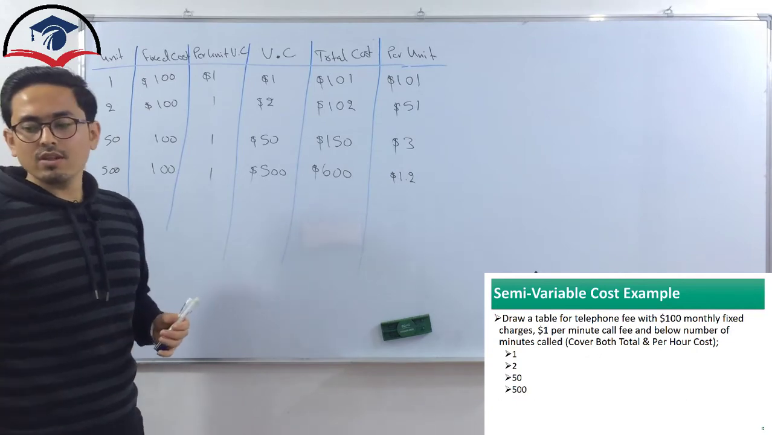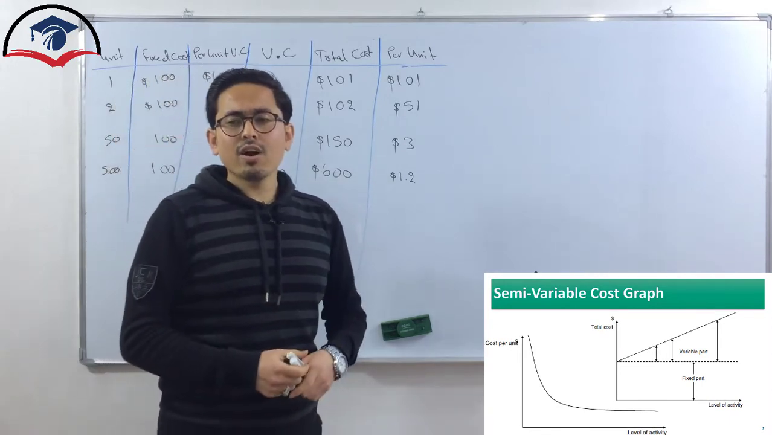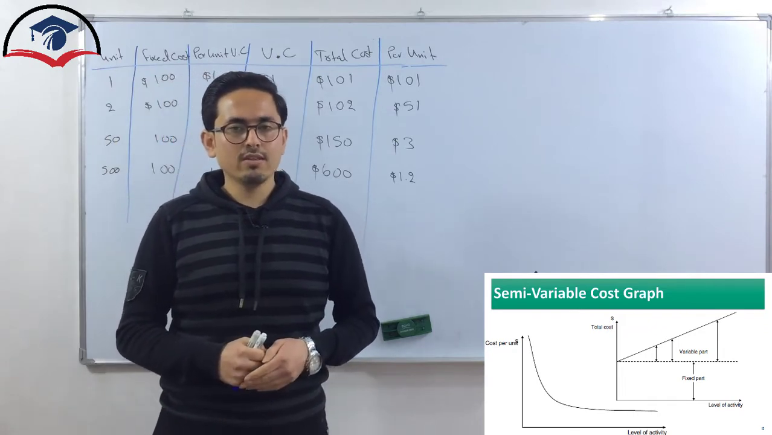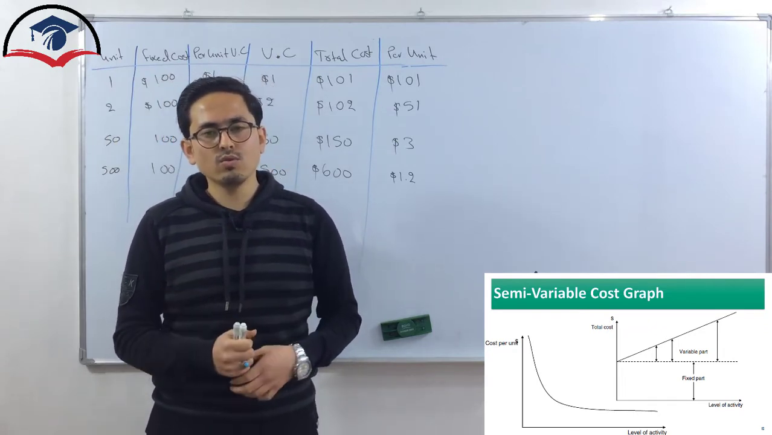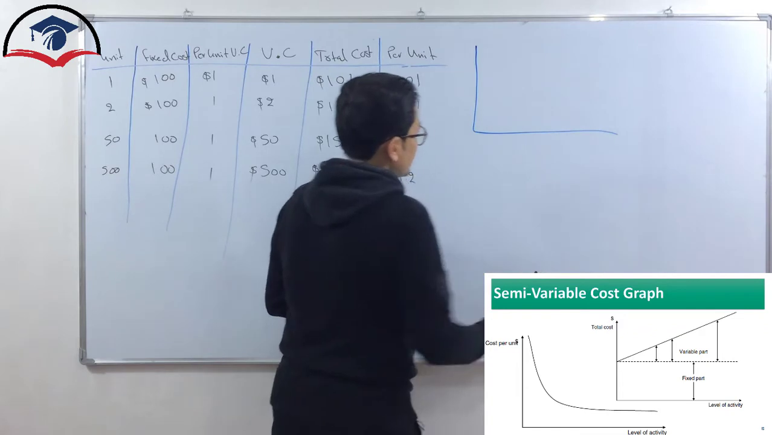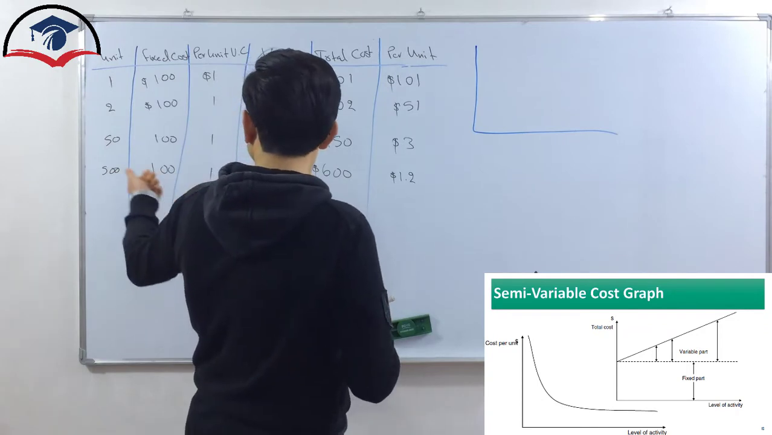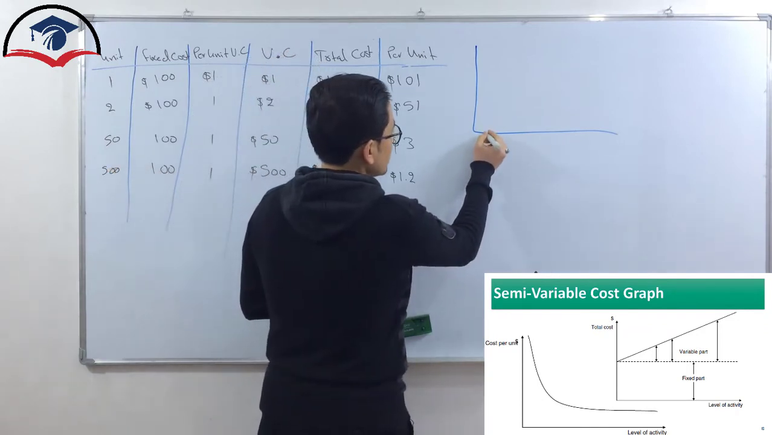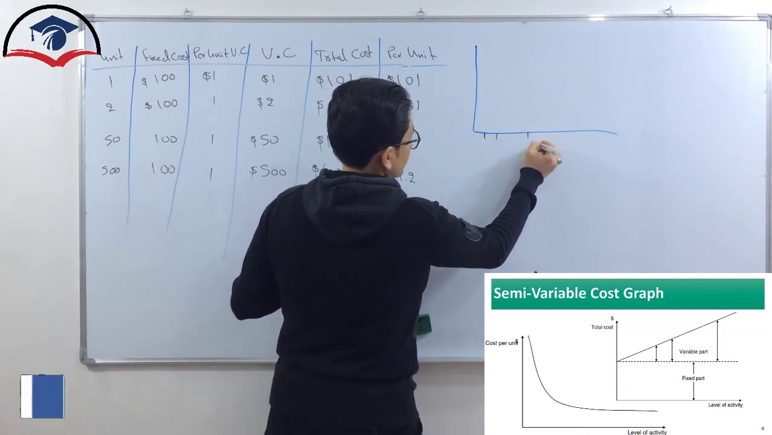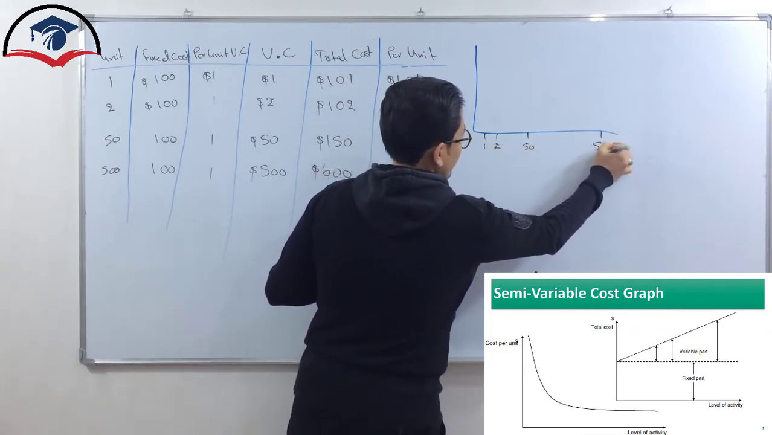So let's see the graphs related to this one. The graphs we have here at the bottom of the screen, you can see the beautiful graphs. One is related to cost per unit and one is related to total cost. Let me draw the total cost for you. For the total cost, this is my graph, and the level of activity was what? Let me check. 1 to 50, and let's suppose 500.